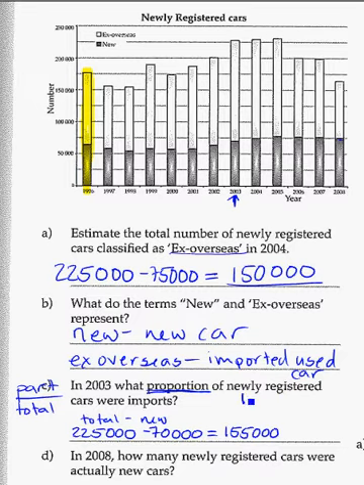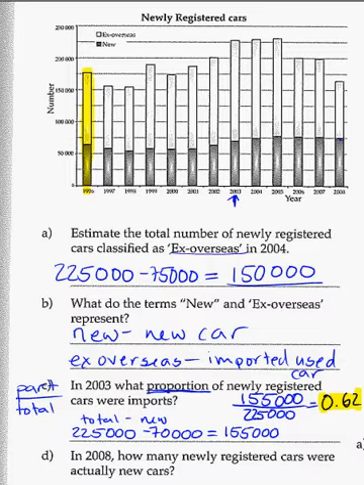So to get our answer, we make the fraction 155,000 all over 225,000, and that gives us 0.62. And that's the actual answer they're looking for, 0.62. Again, a portion or a fraction.